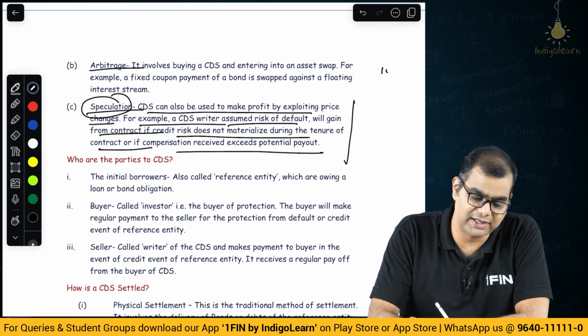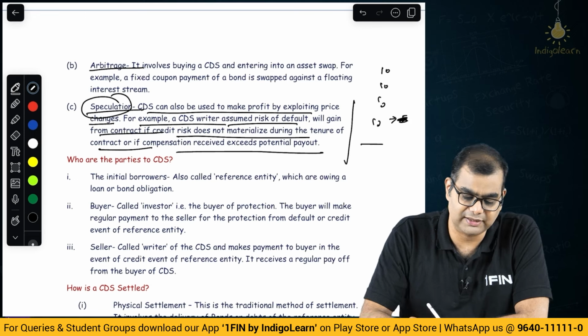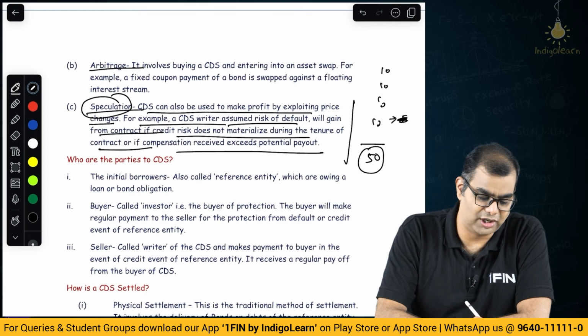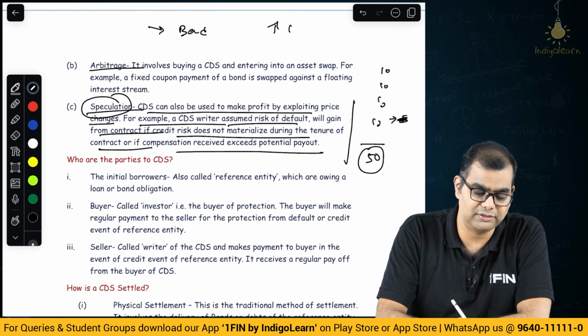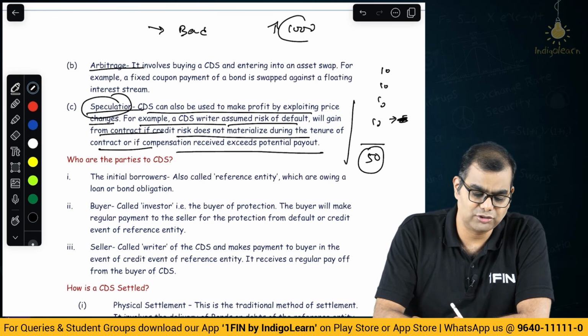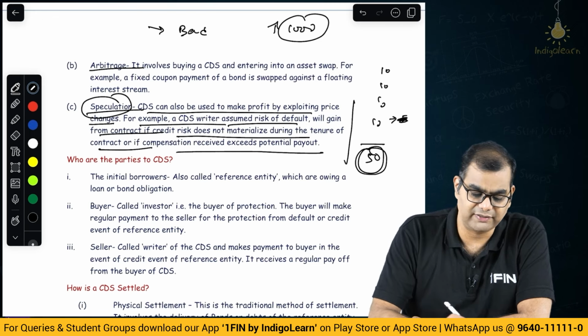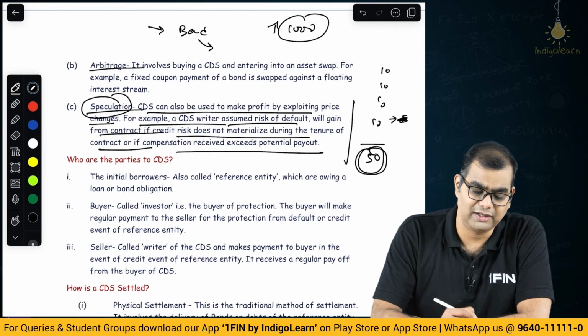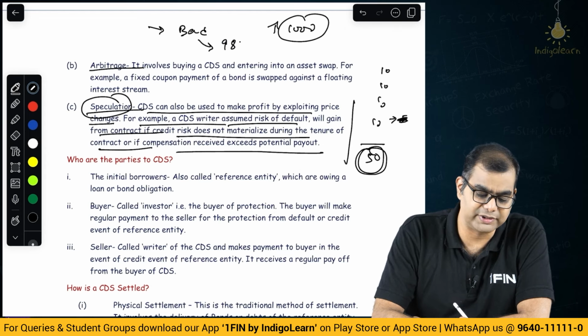Every month they will collect 10 rupees, 10 rupees, 10 rupees. Like that they have collected 50 rupees. Let us say the company defaults. When the company defaults, Deutsche Bank will get the bond, and Deutsche Bank will have to pay the value of the bond, 1,000 rupees, to Student A. They have collected 50 here. When they sell the bond, or wait for the bond to be paid out by the company or whatever it is, let us say they get 980 rupees.